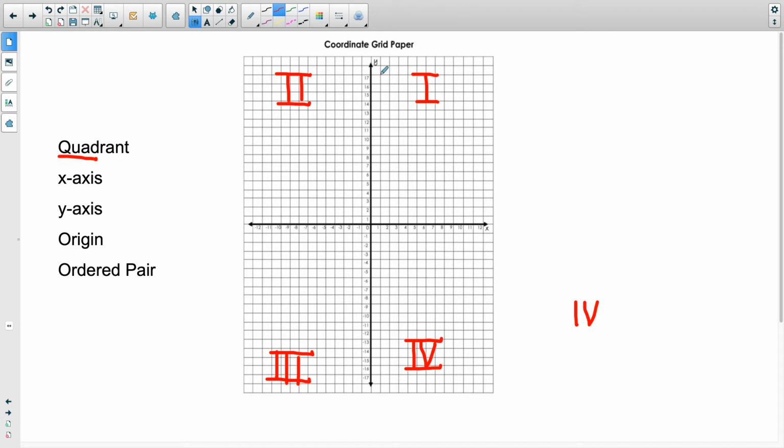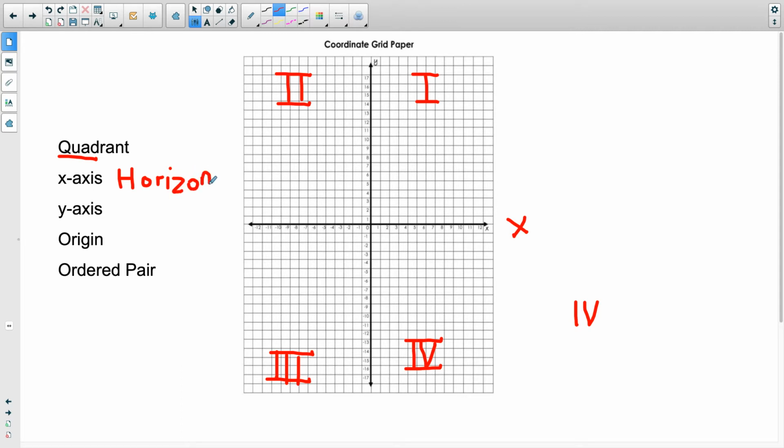Okay. The coordinate grid is made up of 2 number lines. A number line that runs horizontally and a number line that runs vertically. The horizontal number line is our x-axis. There's an X written there, but it's really hard to see. So this is our horizontal. Our vertical axis is called the y-axis, and it runs up and down.